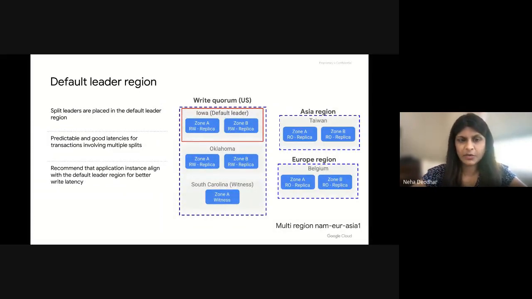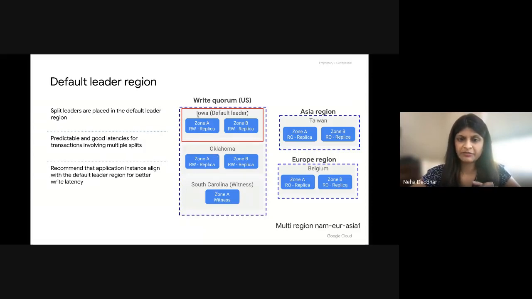The other concept that I want to go over is something known as a default leader region, which again exists in multi-region configurations. So the data in Cloud Spanner is divided into splits. And as we saw before, each split has its own leader. So consider this NAM Europe Asia example. We have replicas and we have splits spread across 3 regions: Iowa, Oklahoma, and South Carolina.